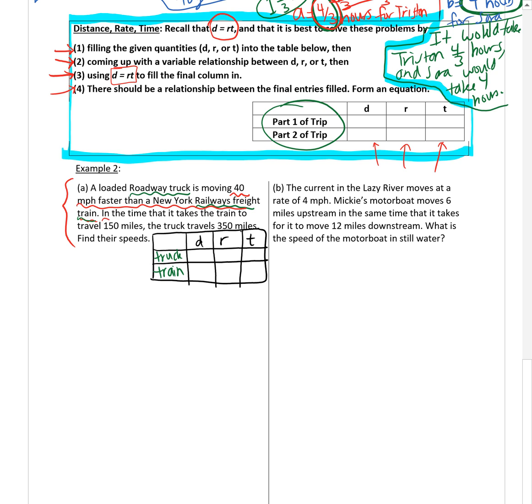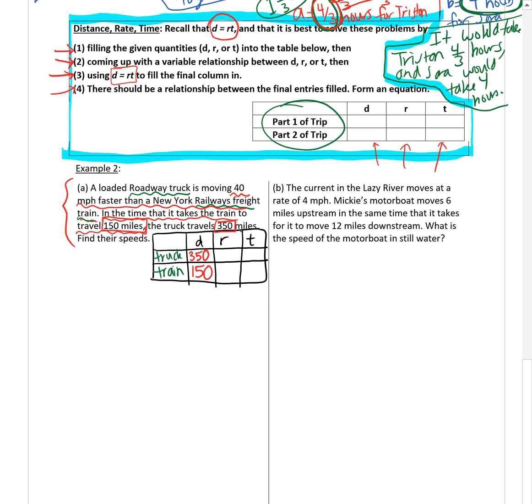Let me keep reading. And the time that it takes the train to travel 150 miles, there you go. So that's already giving you the distance. So that's the train, right? The train traveled 150 miles. I'm going to put that under distance next to train. Then it says the truck travels 350 miles. Okay, so that means that the distance for truck is 350. Alright, we got step 1 down. We filled in something that they just gave us.